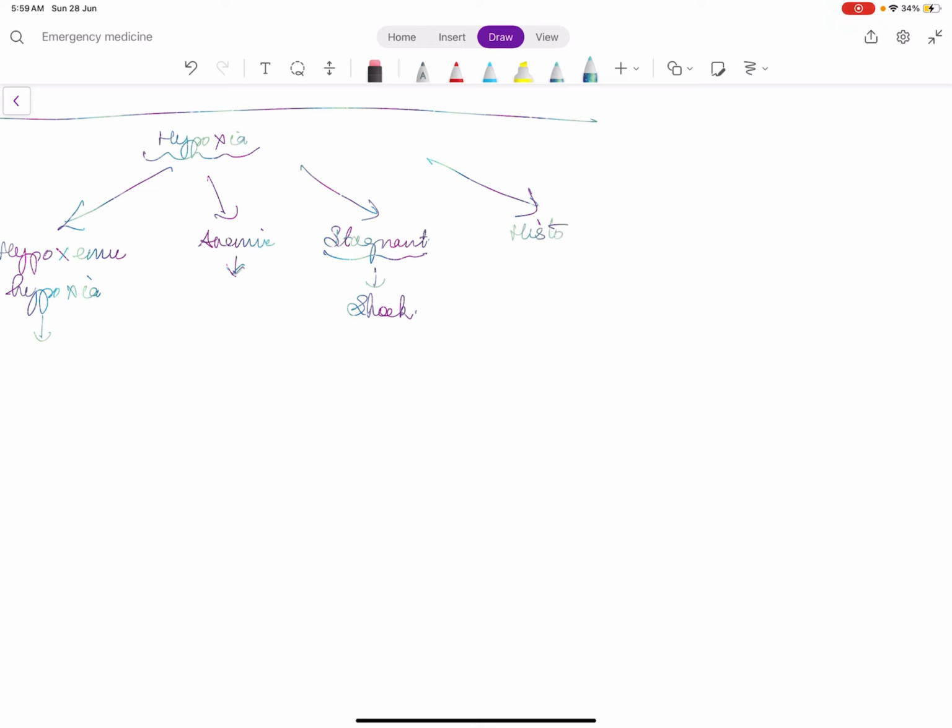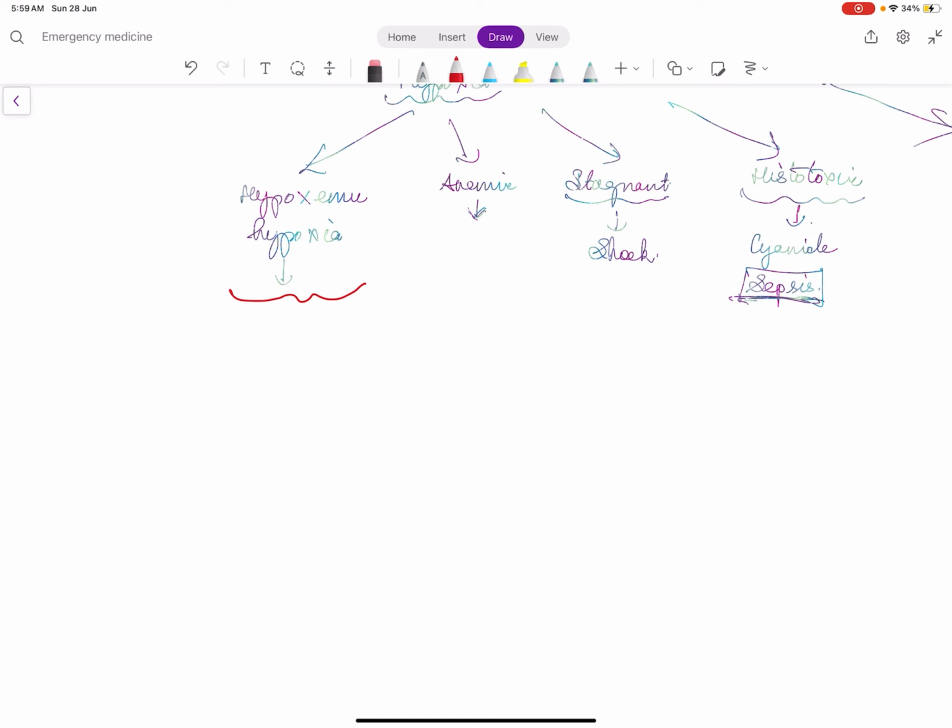Last is histotoxic hypoxia. Histotoxic hypoxia is where the oxygen is ventilated normally, perfused normally, delivered normally, but the tissues do not extract oxygen because tissues are damaged either due to cyanide poisoning or sepsis. So remember, septic shock, that is stagnant hypoxia, but sepsis is actually histotoxic hypoxia.